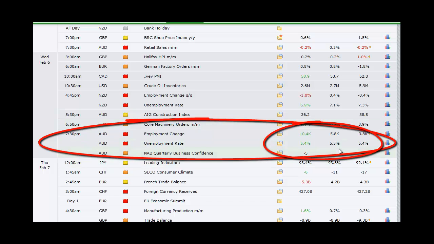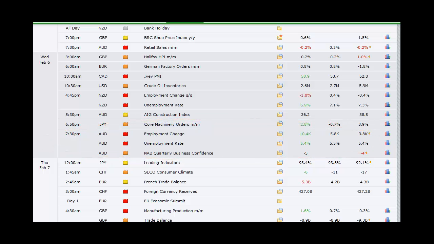It has gone from 5.5 to 5.4, which according to the information we would all believe is a great number for Australia, and that the Australian dollar should increase in value. Let's take a look at the charts and move forward on this.